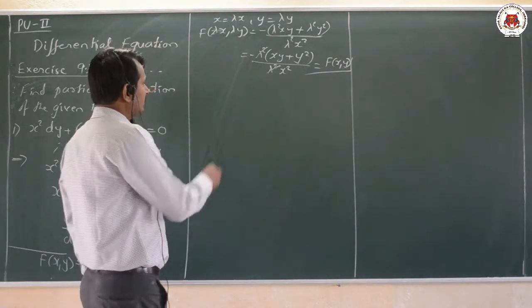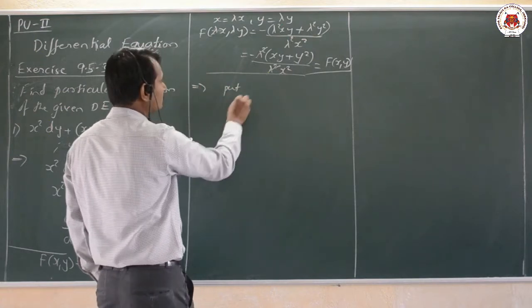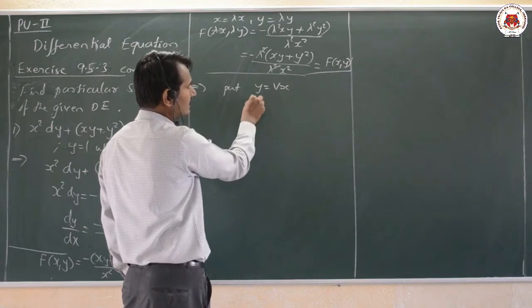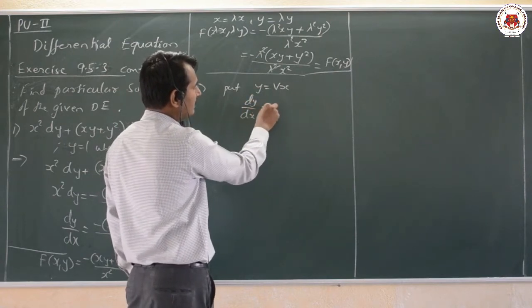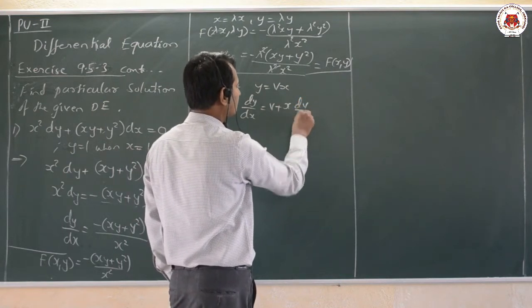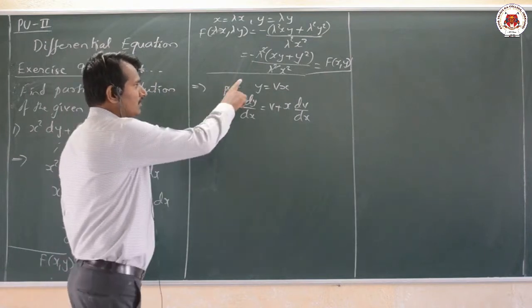Now we shall solve it. To solve it, put y is equal to vx. Differentiate on both sides. That is dy by dx equal to v as it is, plus x into dv by dx. Now you can substitute it.